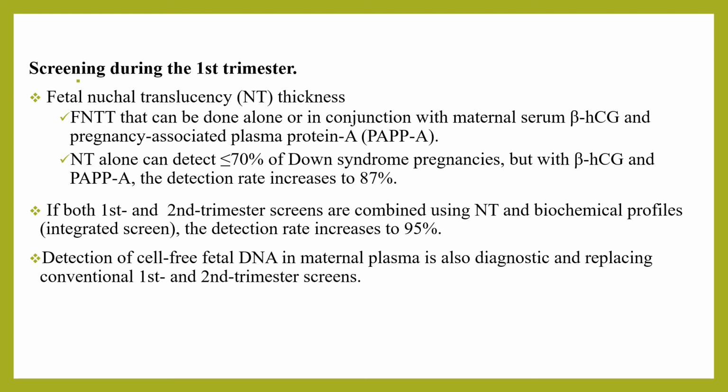The other test is screening during the first trimester. Fetal nuchal translucency thickness is the screening test that is used to screen pregnancies that are complicated by Down syndrome during the first trimester. Fetal nuchal translucency thickness can be done alone or in conjunction with maternal serum beta HCG and pregnancy-associated plasma protein. Nuchal translucency thickness alone can detect up to 70% of Down syndrome pregnancies, but with beta HCG and pregnancy-associated plasma protein, the detection rate increases to 87%.